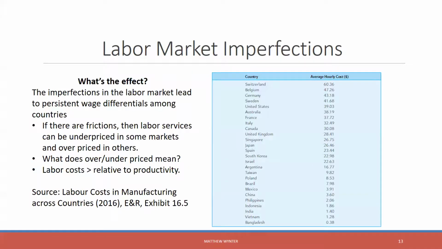What's the effect? Well, these imperfections in the labor market are going to lead to persistent wage differentials across countries. And hopefully that makes intuitive sense. If I'm not able, or if there are restrictions, implicit or explicit, that make it very difficult for me to relocate myself to where an opportunity to be employed or an opportunity to use my skill sets is, then I'm not going to be priced against those workers.